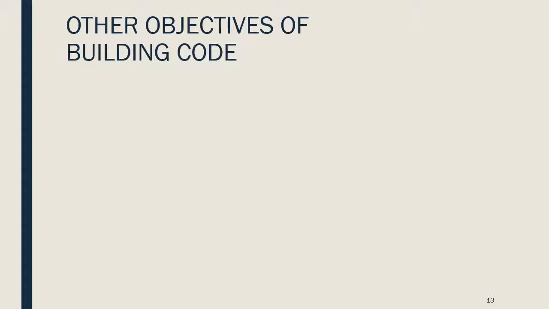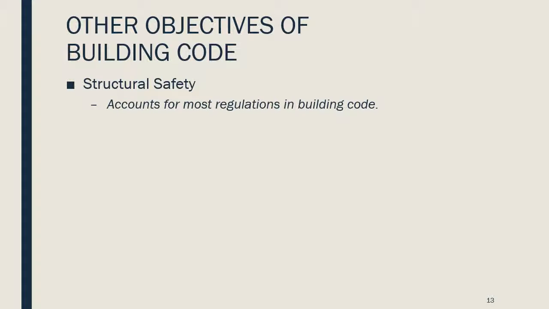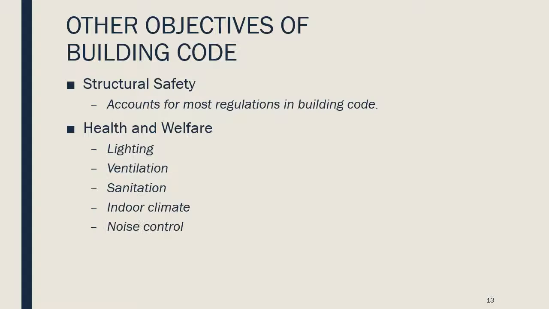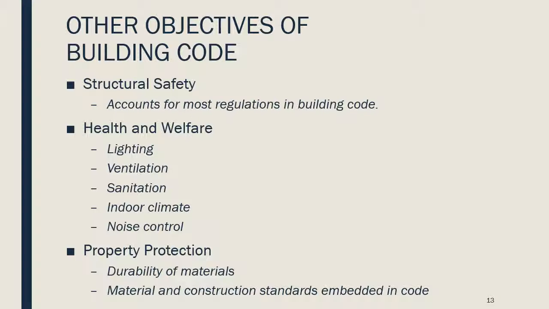Some other objectives of a building code will be structural safety. That's most of the regulations in a building code. Health and welfare, such as lighting, ventilation, sanitation, indoor climate control, noise control. Property protection, the durability of materials, the material and construction standards, they are all embedded in the code. One thing the code does not cover is the appearance of the building, and that's covered by zoning.